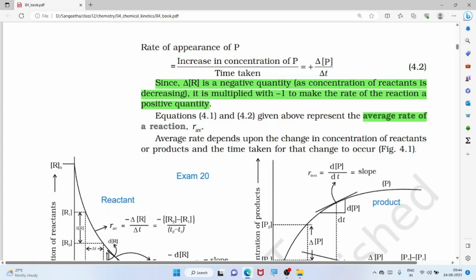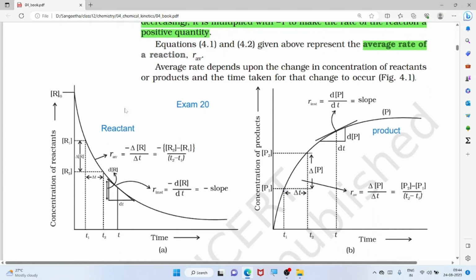Delta is a negative quantity, since the concentration of the reactants is decreasing as the reaction progresses. Okay, it is multiplied by -1 to make sure the rate of the reaction is a positive quantity. This is how the concentration of the reactant decreases, whereas the concentration of the product increases in a chemical reaction.